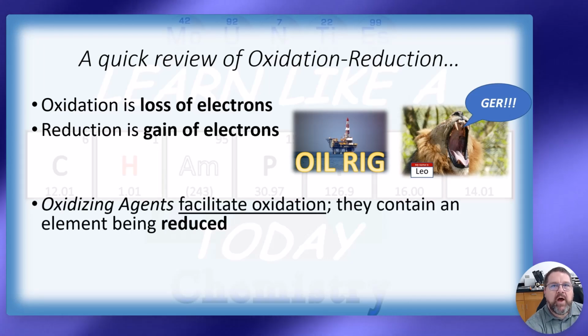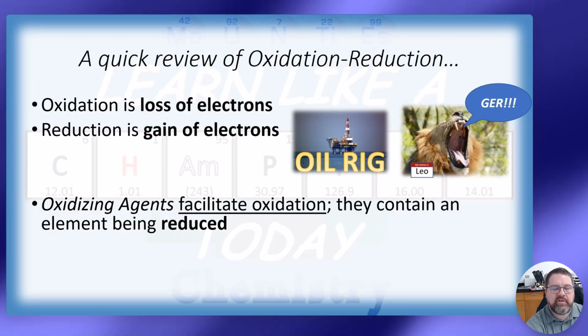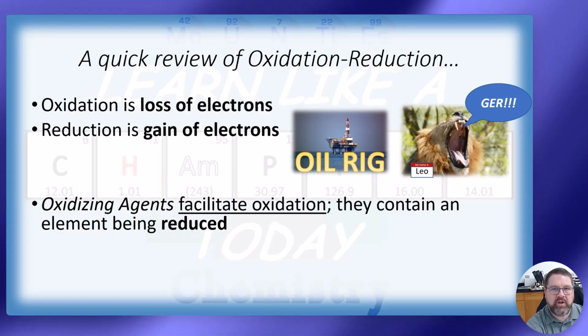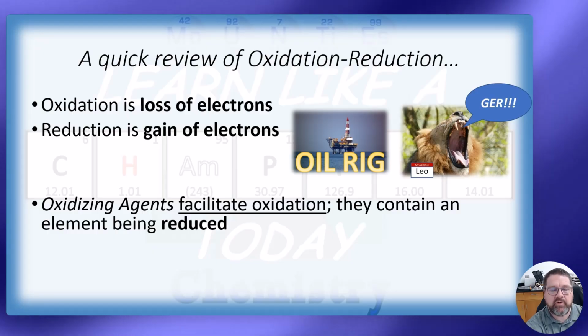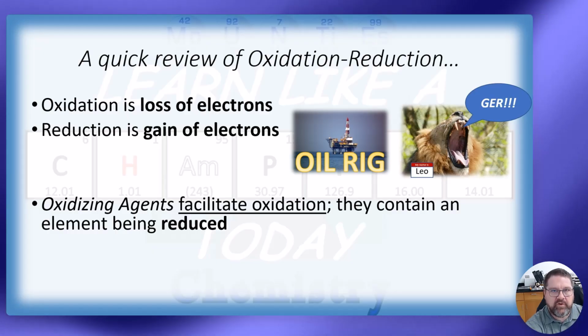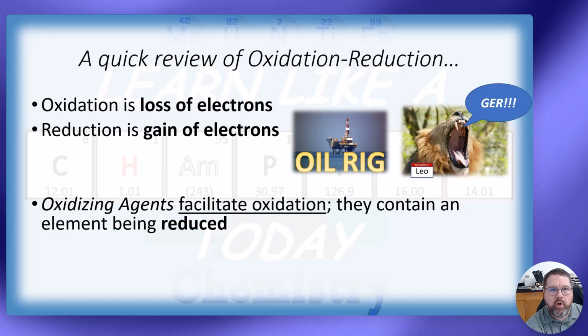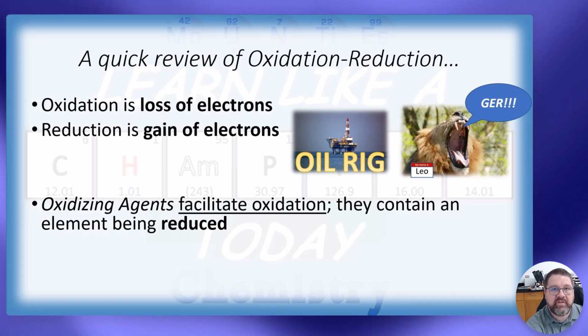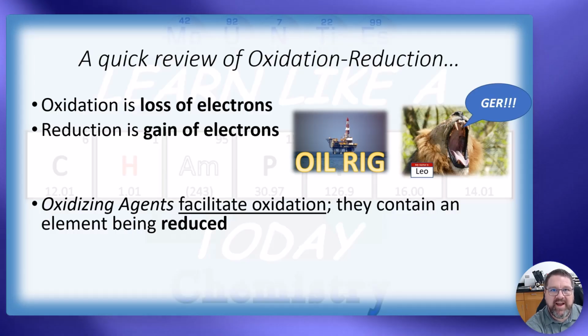When we talk about what's being oxidized or what's being reduced, we're looking at elements to start on the reactant side and then on the product side, and we're looking at what's happening with their oxidation numbers. If something is losing electrons, that means it's becoming more positive in its oxidation number. If something's gaining electrons, if it's being reduced, then we see the oxidation number going down, becoming more negative.